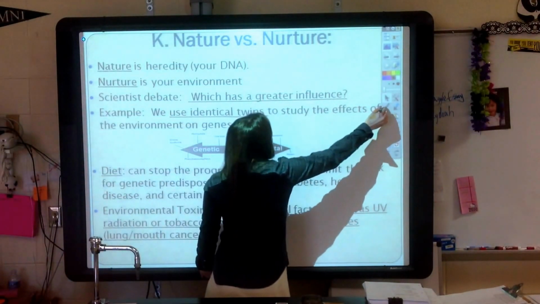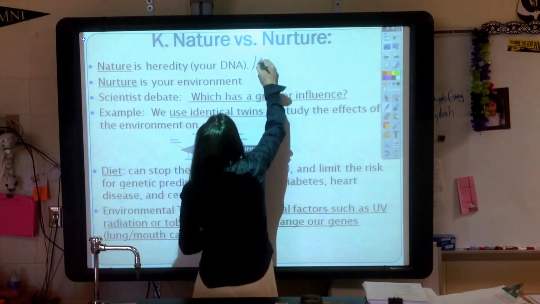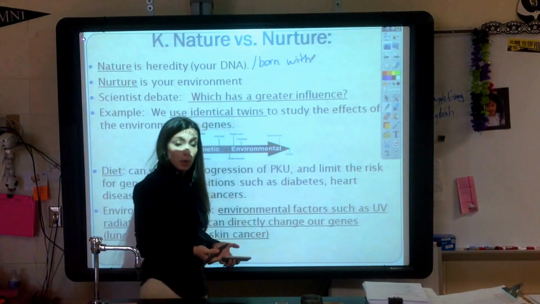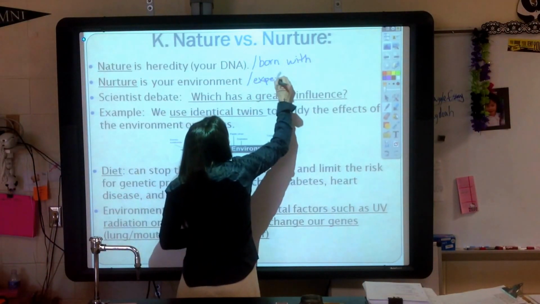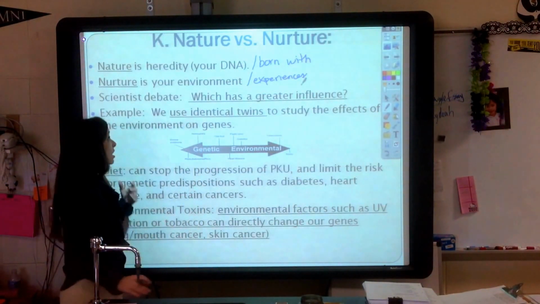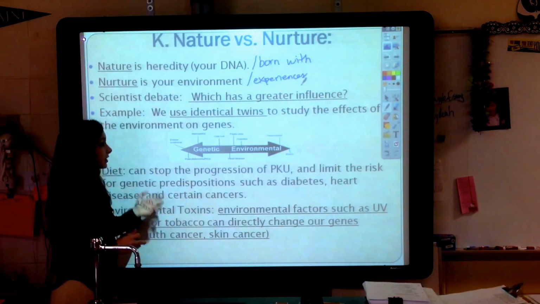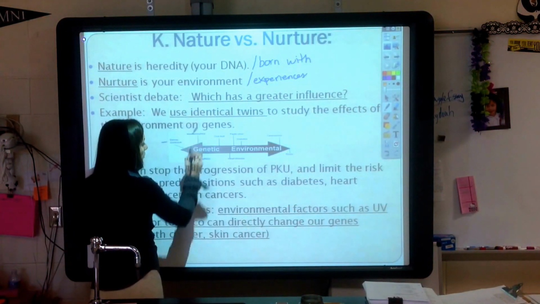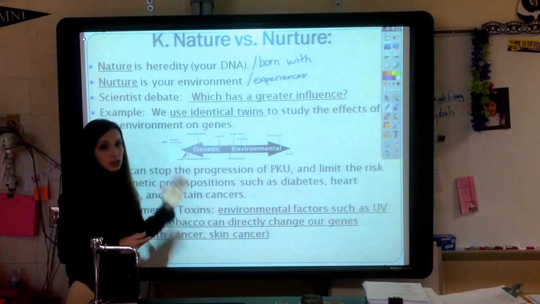Is what you're born with, your nature, more impactful on you, or are your experiences more impactful on you? Most scientists will agree that it's actually a combination of the two for your overall self. However, certain traits are 100% genetic. If we look at things like Down syndrome, hemophilia, phenylketonuria, or PKU, those are 100% genetic.